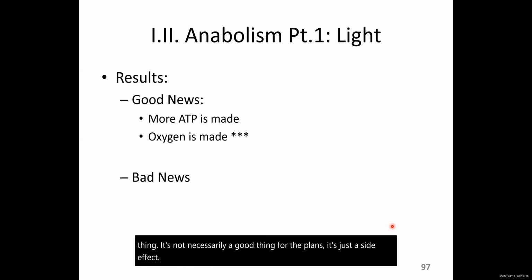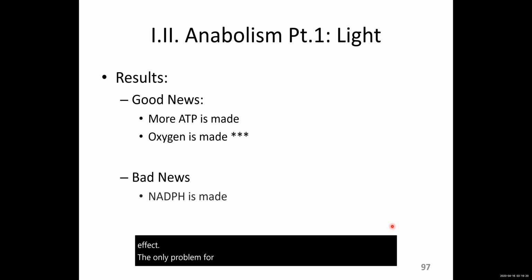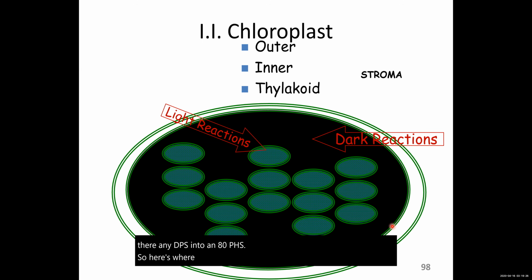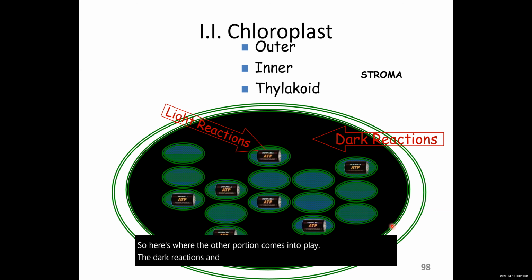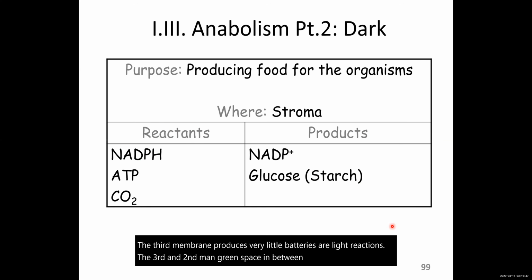The only problem for the plants, though, is that they're now using up their NADPs into NADPHs. So here's where the other portion comes into play: the dark reactions. And so the dark reactions occur within the actual stroma, the liquid present between the third and second membranes. The third membrane produces our little batteries, our light reactions. The third and second membrane space in between, the stroma, produces here food.